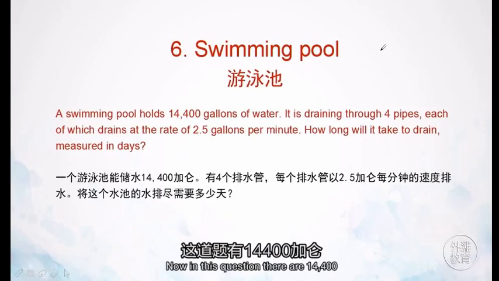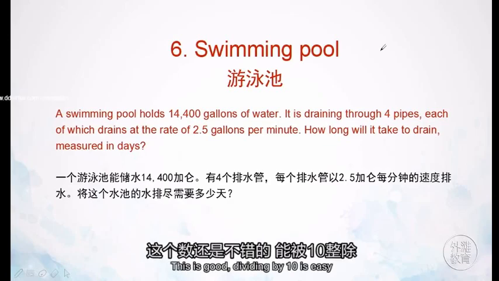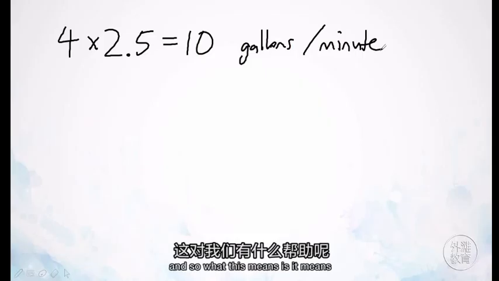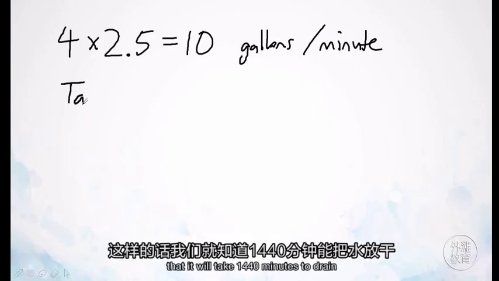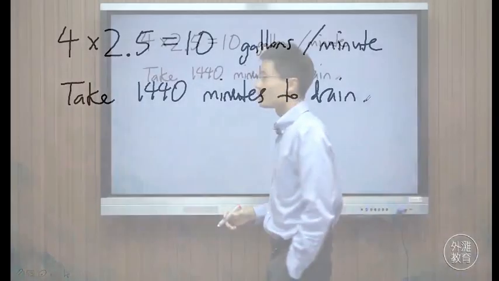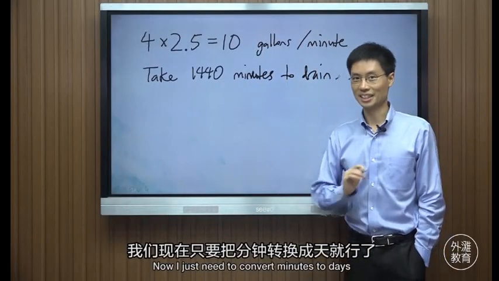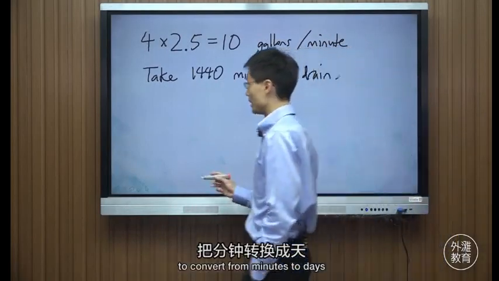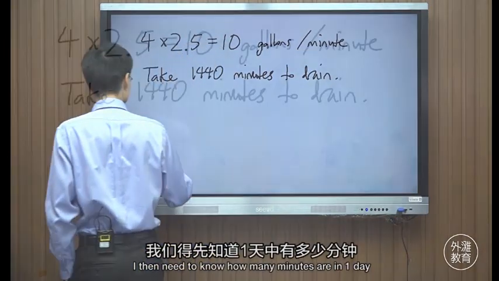Now, in this question, there are 14,400. This is good. Dividing by 10 is easy. And so what this means is that it will take 1440 minutes to drain. Now I just need to convert from minutes to days. To convert from minutes to days, I then need to know how many minutes are in one day.